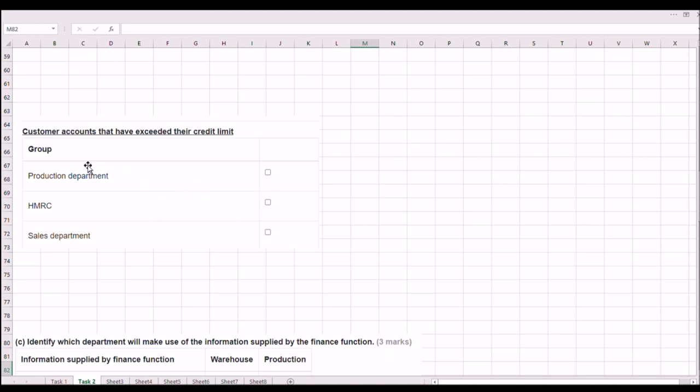So, customer accounts that have exceeded their credit limit. All right, so the production department's not going to be interested in customer accounts. Production department just makes things. HMRC couldn't give a monkey's either. It's just looking at whether the organisation makes a profit for it to be able to tax it, or whether it makes sales to be able to tax it. Here, it's going to be the sales department, and the reason why is because we would block customers. They've exceeded their credit limit, they're not having any more. Sales department stops selling to those people until either we decide to increase their credit limit or they pay their bill. Okay.